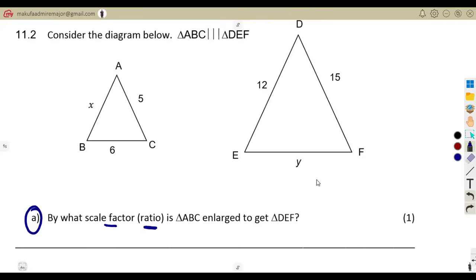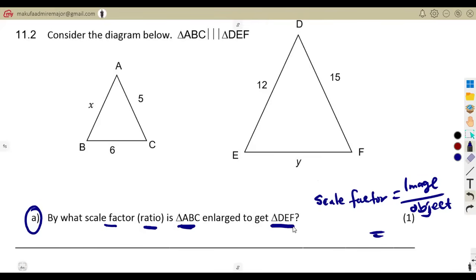So the ratio that we talk about, the one that you refer to as the scale factor, is simply the image side over the object. You divide what you have on the image over the object. So ABC is enlarged to get this one. It's part of your transformation, which you're no longer using, but they can just ask these simpler ones. So we look into the image over the object, which is complete.